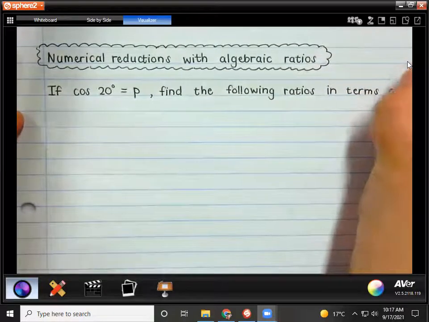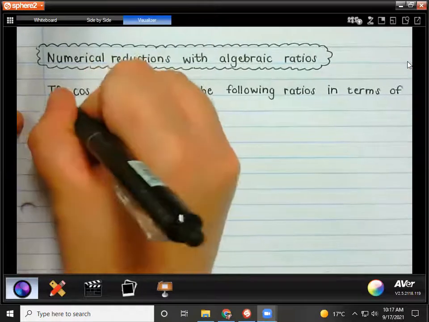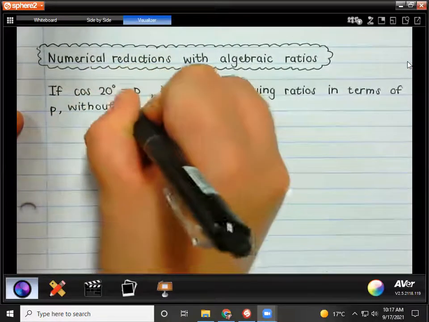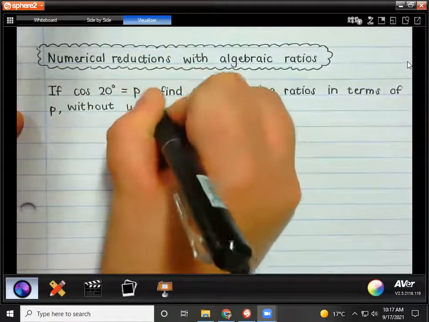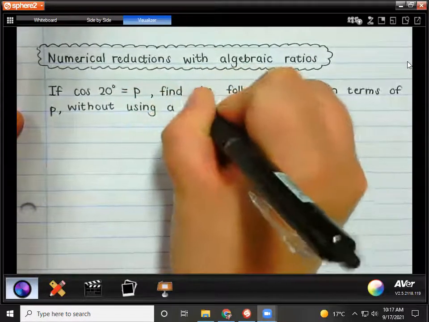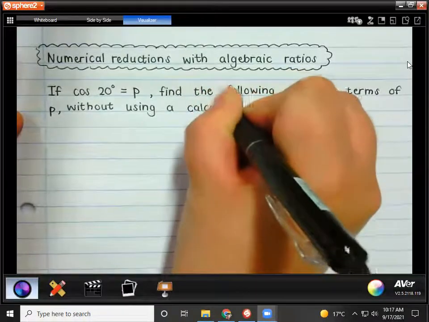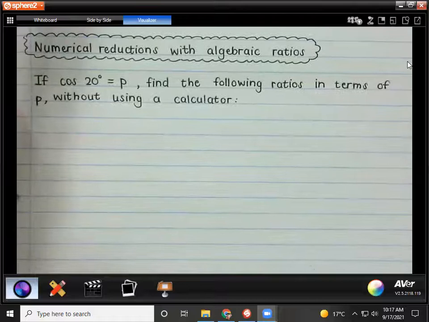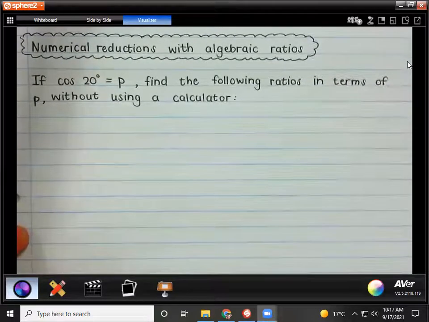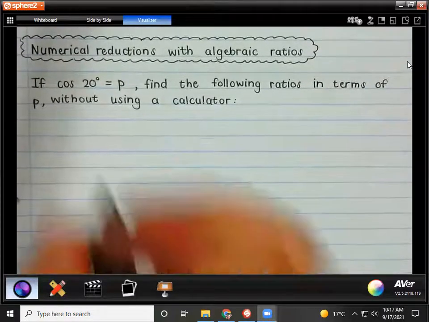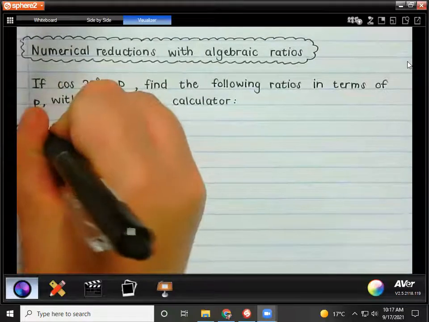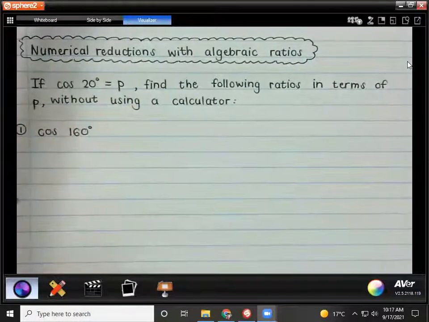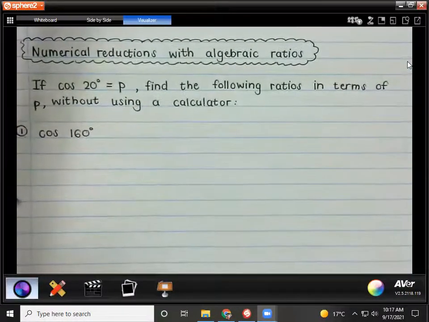In terms of P, without using a calculator. Guys, you have actually done these before. You did these in grade 10. But I just want to show you how they can add in reduction formula stuff here. So it's not actually new. They're asking us to write cos of 160 in terms of P.